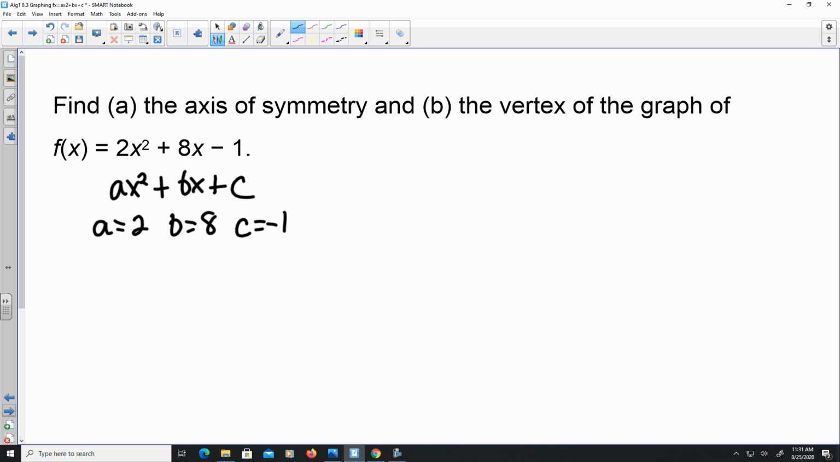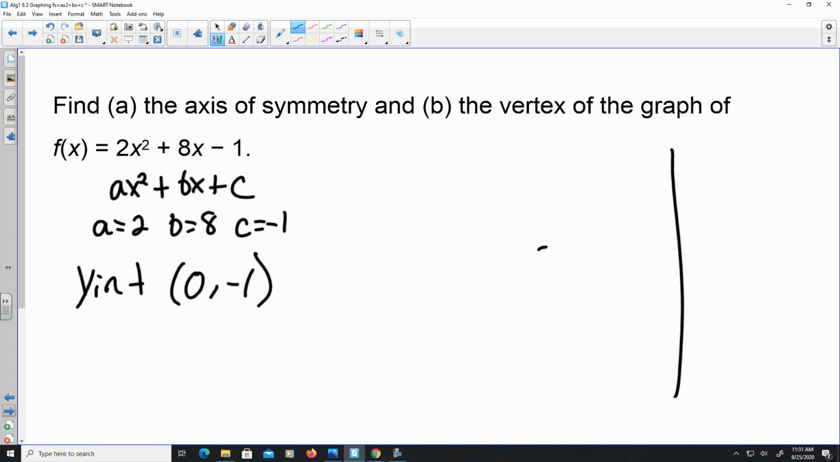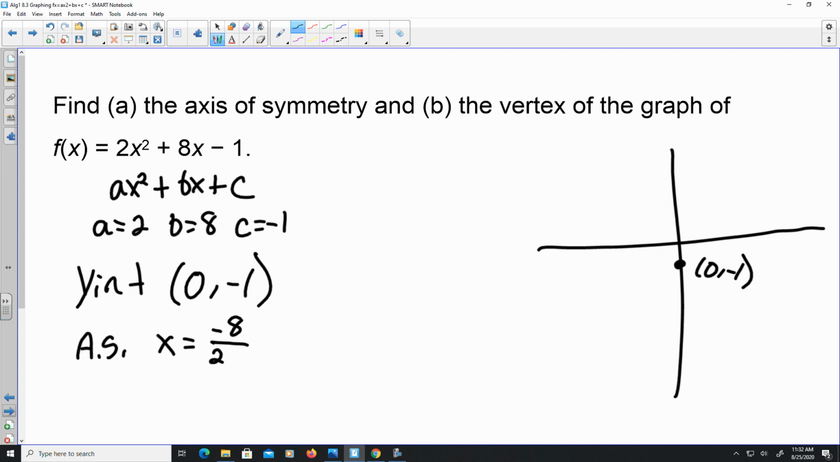Now, they don't ask this, but let's say they wanted us to graph this. I can say the y-intercept in this situation is going to be 0, comma, negative 1. If I were to graph this, I'm going to plot 0, comma, negative 1 here, that's where it would go. The second thing, which helps to solve the problem, is the axis of symmetry. The axis of symmetry is going to be x equals negative b. Since b in this case is a positive 8, it's going to be negative 8 in the formula, divided by 2 times a, which is 2.